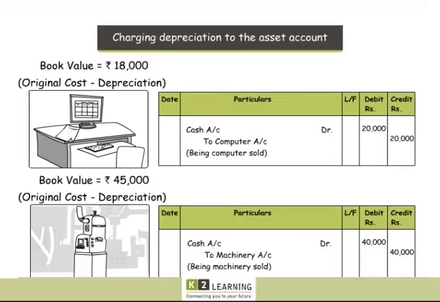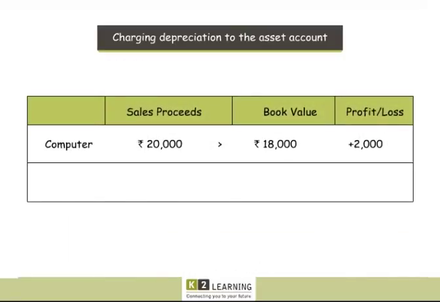In case of the sale of the asset, the value realized is credited to the asset account. If the sales proceeds are greater than the book value on the date of sale, then there is a profit on sale. But if the sale proceeds is less than the book value on the date of sale, there is a loss on sale of asset.